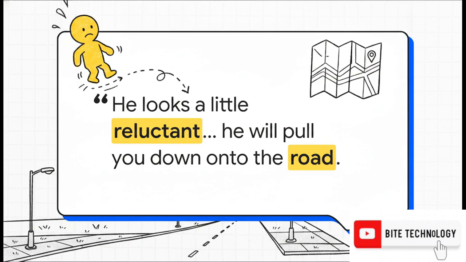I actually really love this quote from our source material about our little yellow friend, Pegman. It says, "He looks a little reluctant, but as you click and drag and drop him somewhere, he will pull you down onto the road." And it's so true. When you first hover your mouse over him, he kind of jumps to the side, right? It just adds a fun bit of personality to the interface. But hey, don't let his reluctance fool you. Once you drop him, he gives you this unparalleled ground-level perspective of your destination.